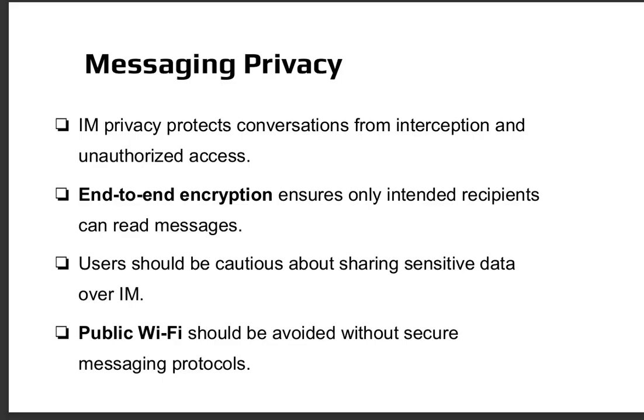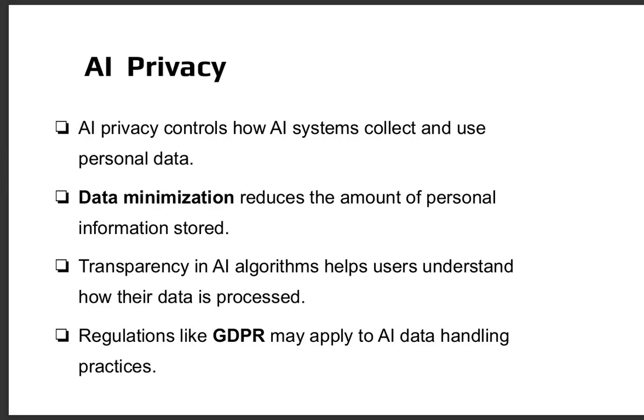Messaging privacy includes your instant message and text messaging services. We want to protect these conversations from attacker interception. We do so by using end-to-end encryption. Our data is encrypted from source to destination as long as the conversation is active. If using a public network, a public Wi-Fi, we should avoid our messaging services unless we are using a VPN, a virtual private network.